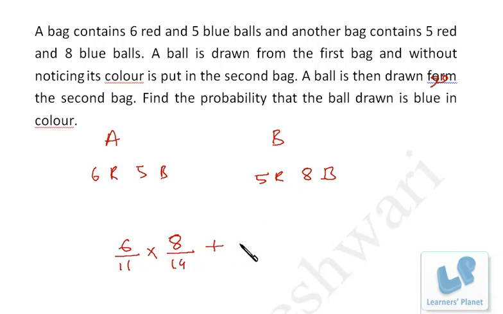The second case is, suppose the ball drawn from the first bag is blue. So the chances are 5 by 11. Now this blue ball we are putting into the second bag. So in all now there will be 14 balls, and since we are putting a blue ball in this bag, in all there will be 9 blue balls, and we have the favorable choice, that is to draw a blue ball. That's 9 by 14, right?